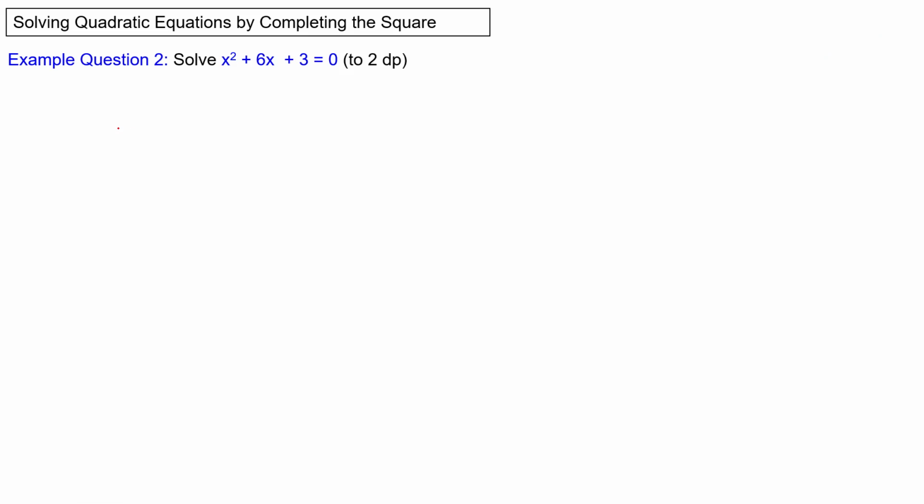Right, so example number 2. Solve x squared plus 6x plus 3 equals 0. So let's write that down. X squared plus 6x plus 3 is equal to 0.